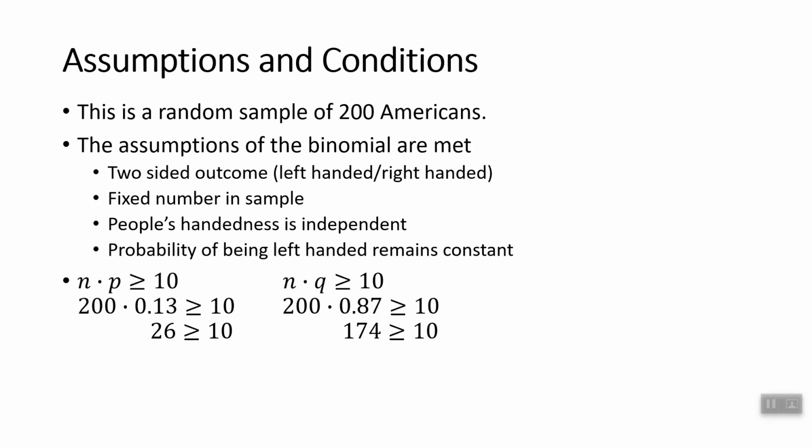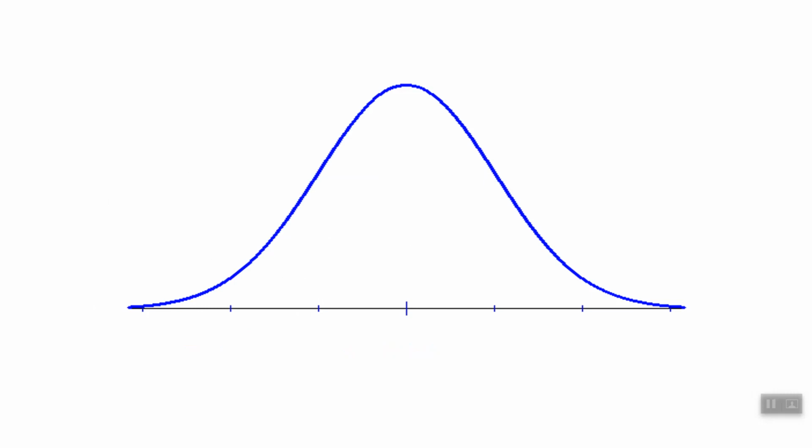And finally, that we have at least 10 successes and 10 failures. If I multiply n times p and n times q, I want those products to be at least 10. We can see here 26 is indeed greater than or equal to 10, as is 174. Since these are met, I can now proceed and solve this probability question with the normal model.